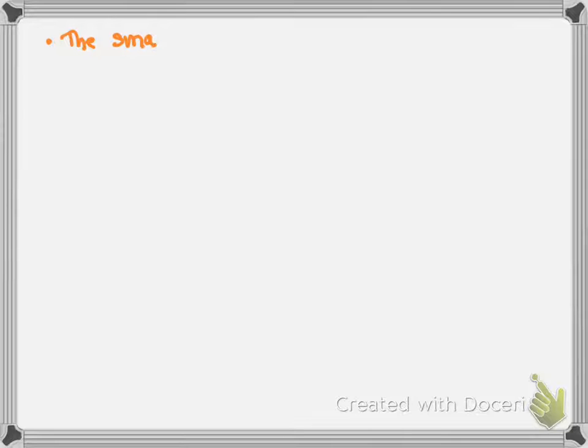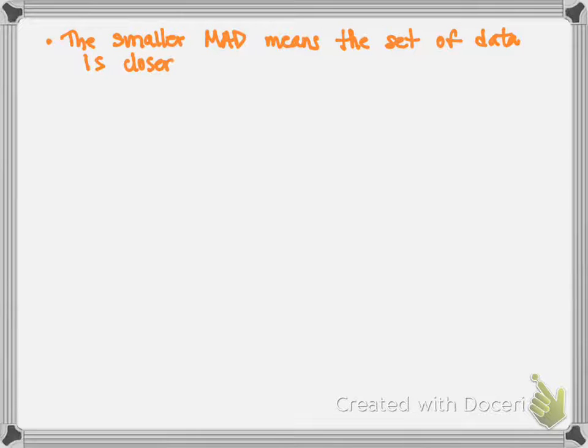The smaller MAD means the set of data is closer to the mean. Okay, which means the spread is not wide. It's a small spread, so the numbers are closely packed.